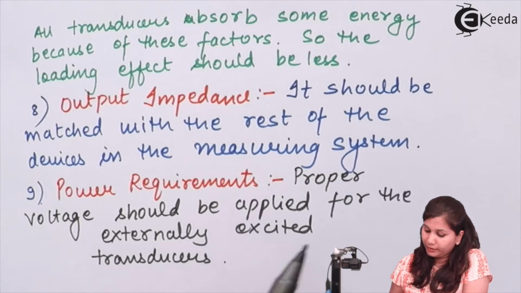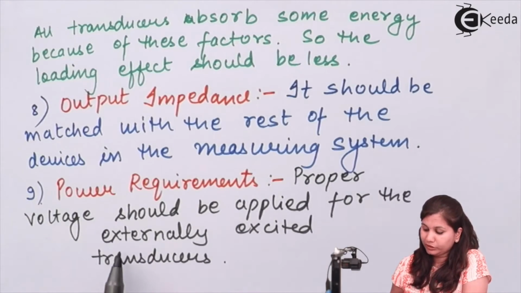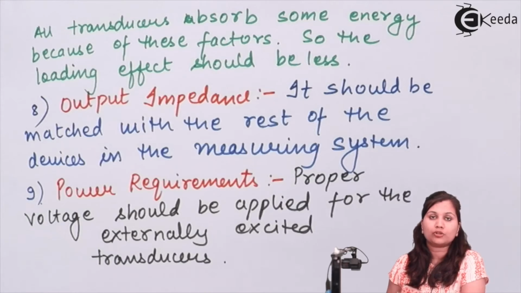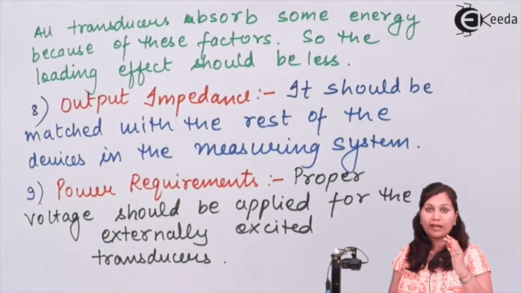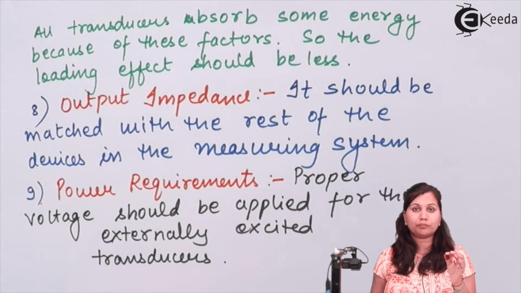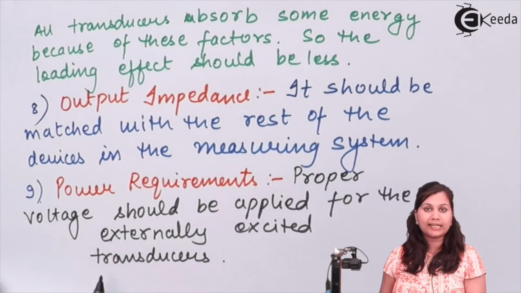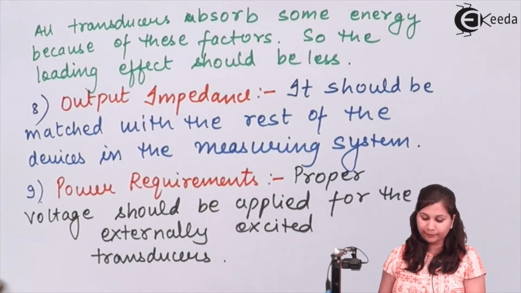So here the proper voltage should be applied to the externally excited transducers so that they can work properly. The input voltage required for the conversion process should be properly given to these externally excited transducers. The next requirement is frequency response.